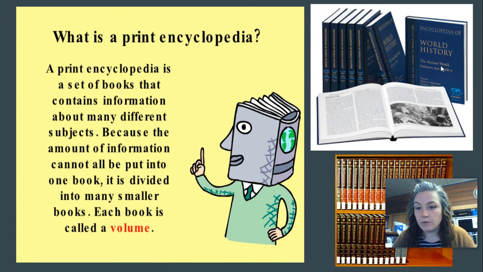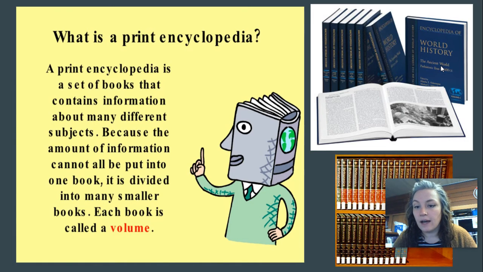Print encyclopedias, which are what we're going to talk about today, are a whole set of books that contain information about many different subjects. And there's so much information that the book would be gigantic, bigger than any of us could hold or carry at one time. So, what they do is they divide it up into many different smaller books, and they're all sold together as a set. And each individual book is called a volume.